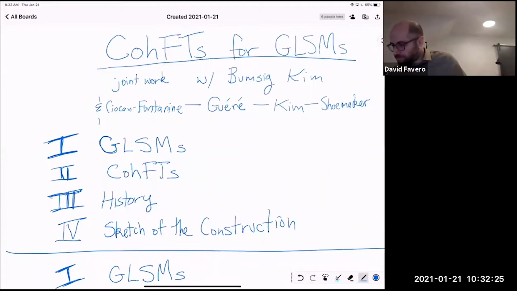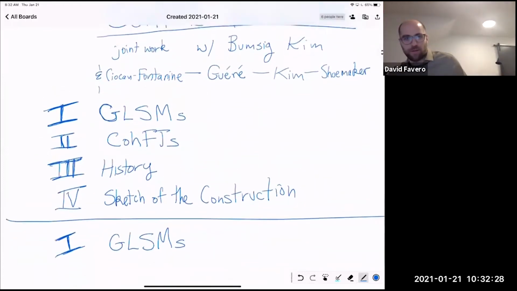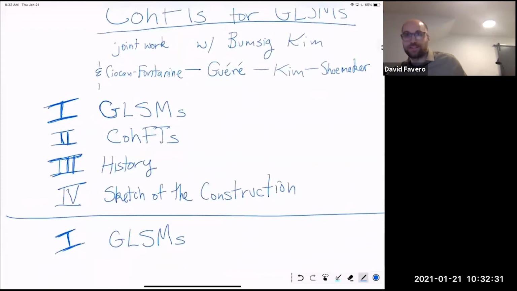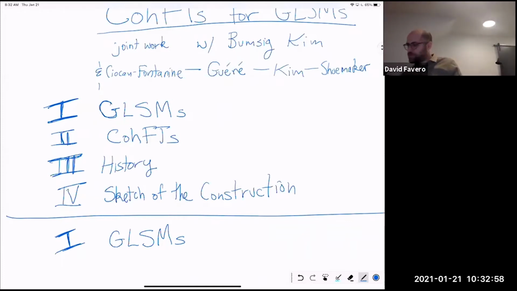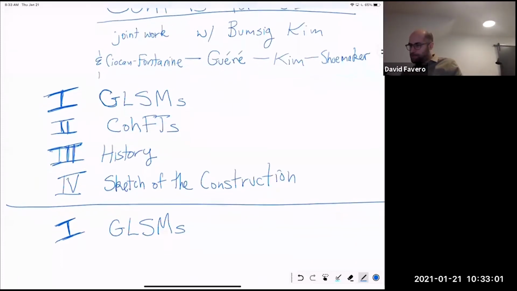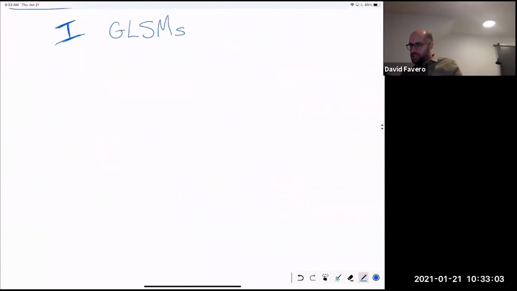So, okay. So I don't have all my notes set up. I only have the table of contents here. So contrary to my title, I'm going to talk about these in reverse order. First I'm going to talk about GLSMs, then cohomological field theories, a little bit of history of constructing cohomological field theories for GLSMs, and then a sketch of the most recent construction with Bumsig Kim. Okay. So GLSMs.